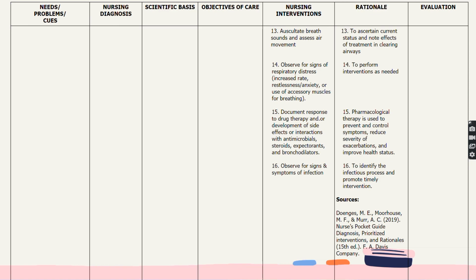Lastly, we observe for signs and symptoms of infection. This is to identify the infectious process and promote timely intervention.